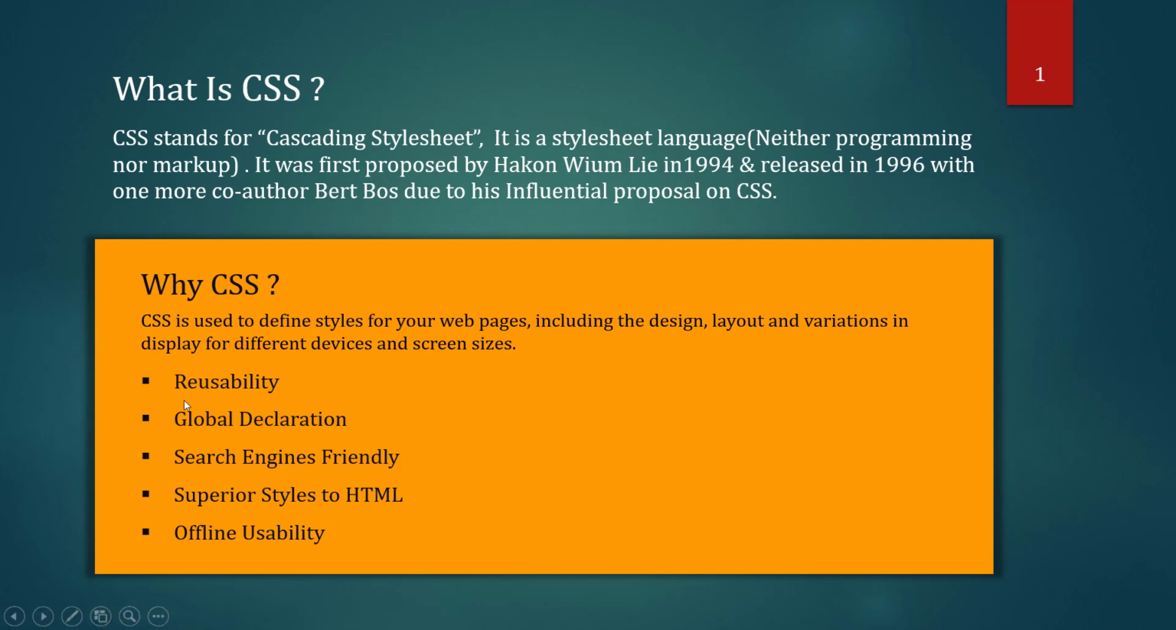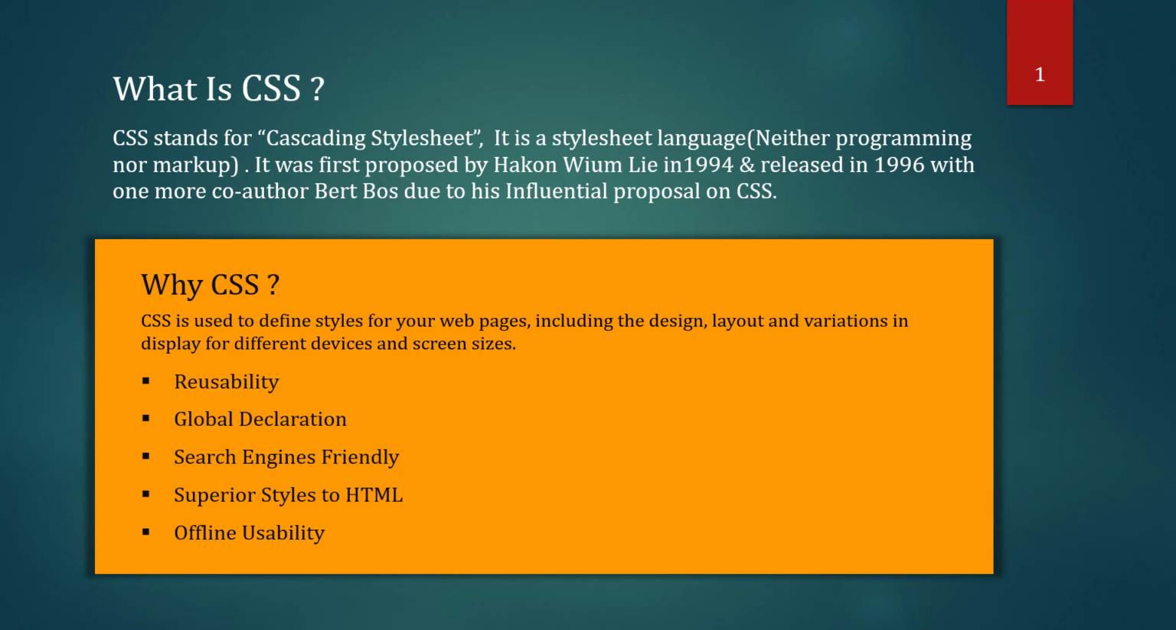The first feature of CSS is reusability. We can use a piece of code we write in CSS in different places. That's why it is reusable. The second one is global declaration. Global declaration is the feature of CSS where once a declaration is defined for one element of HTML, we can use it multiple times with only one declaration.